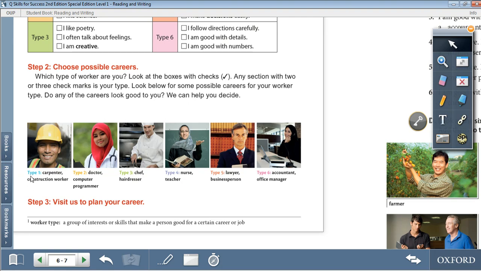For example, for type 1 we have a carpenter, a construction worker. Type 2, doctor, computer programmer. Type 3, chef, hairdresser. Type 4, nurse, teacher. Type 5, lawyer, business person. Type 6, accountant, office manager. And step 3, visit us to plan your career.